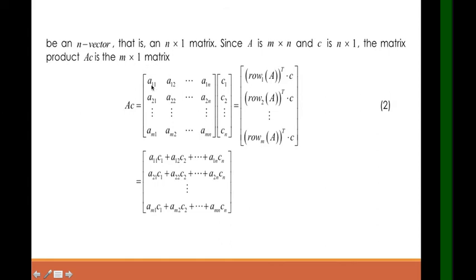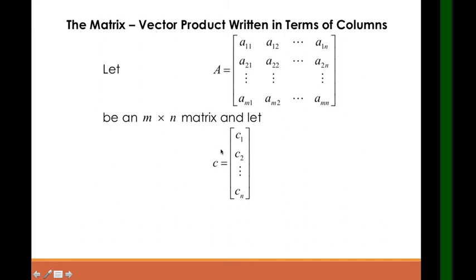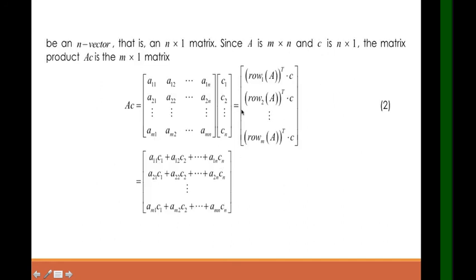So this is the representation of AC: the matrix with entries A sub 11 up to A sub mn times C sub 1, C sub 2, and so on up to C sub n. AC is equal to row 1 of A raised to T times C, row 2 of A raised to T times C, up to row m of A raised to T times C.